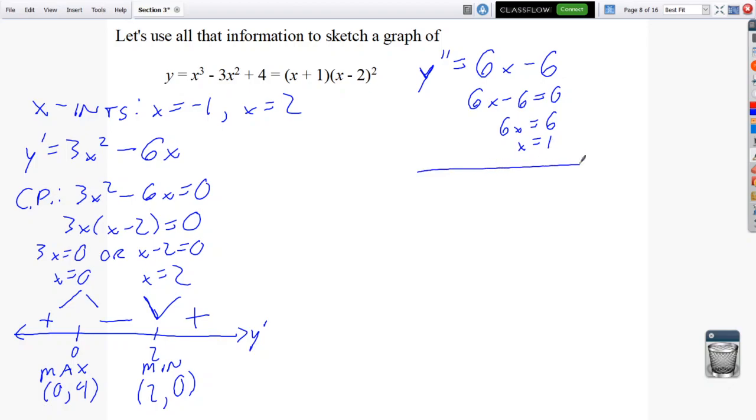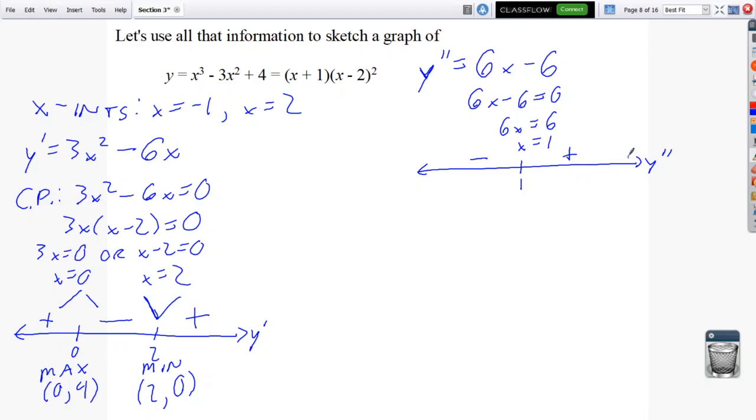Looking at that a little bit further, I can do this same number line with my y double prime. Put my possible point of inflection at 1. To the left of 1, I'm just going to try some test point, or figure it out conceptually. Looking to the left of 1, 0 minus 6, okay, that's pretty darn negative. To the right of 1, 2, 12 minus 6, okay, that's positive. So now I can see I have a concave down interval and a concave up interval.